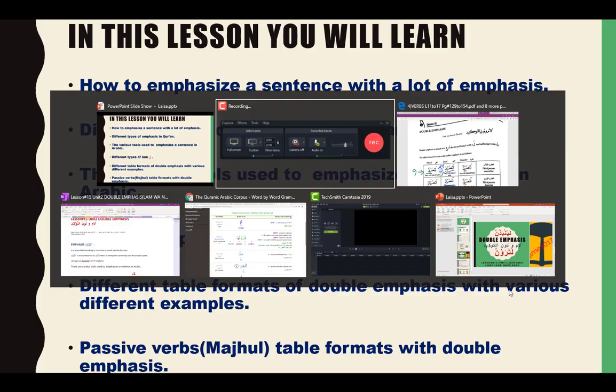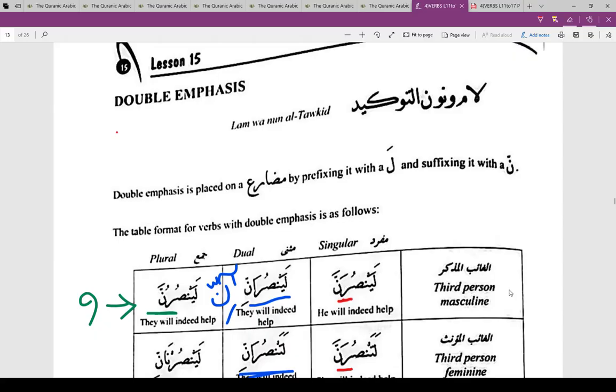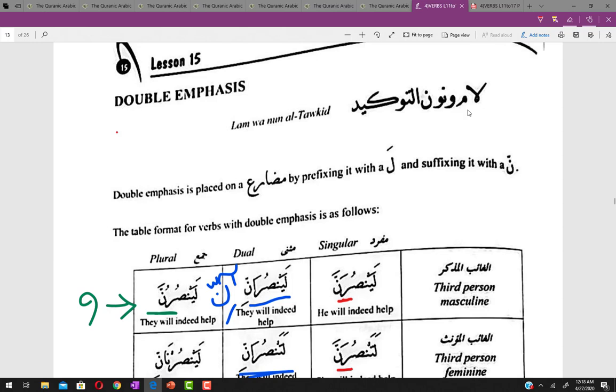So let's begin. A'udhu billahi minash shaitanir rajim. Bismillahir rahmanir rahim. Double emphasis or lam wa nun tawkeed. Double emphasis is placed on a mudare by prefixing it with a lam with a fatha, la, and suffixing it with a noon with a shadda.